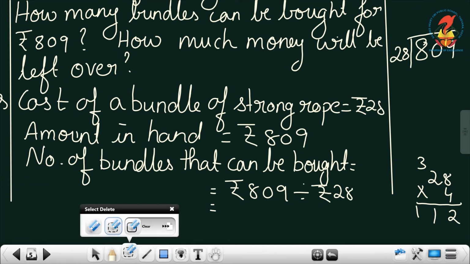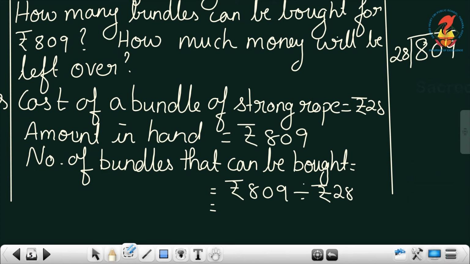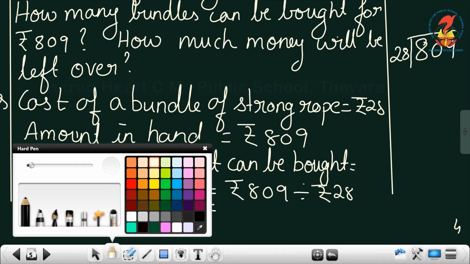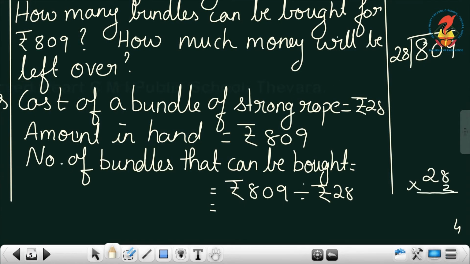So try what is 28 into 3. 3 8s are 24, carry 2. 3 2s are 6, 7, 8, that is 84. That is also more than 80. So try what is 28 into 2. 2 8s are 16, carry 1. 2 2s are 4, plus 1, 5. So you get 56. When you subtract, you get 24. Bring down 9. Again, 2's table, find a number less than 24.